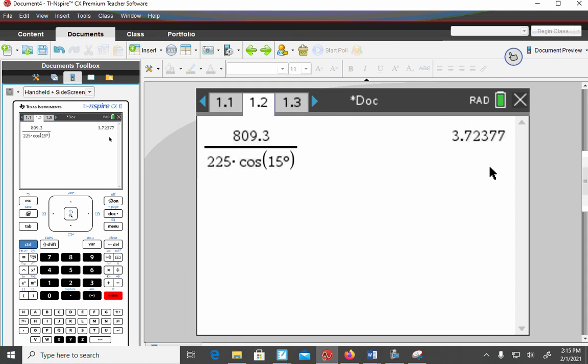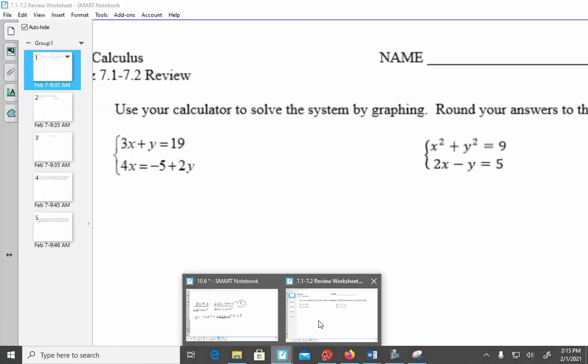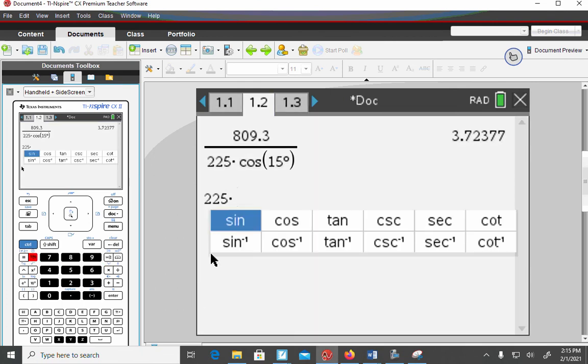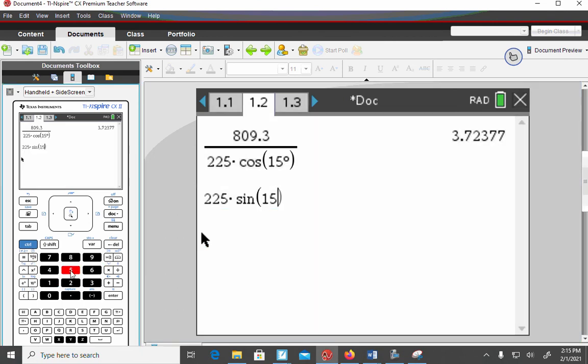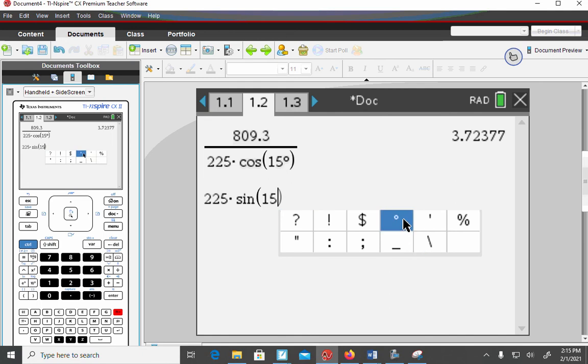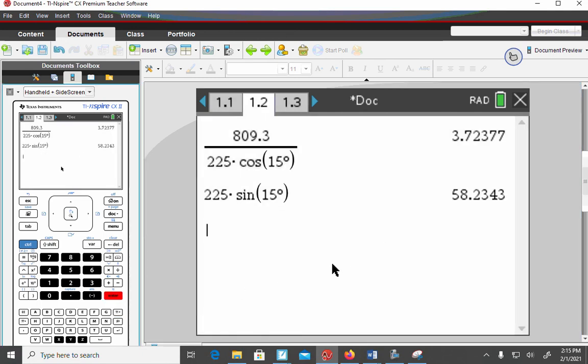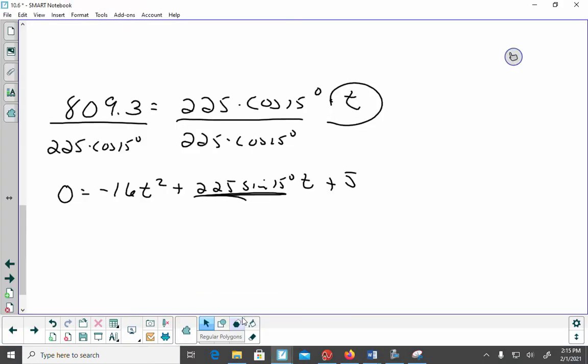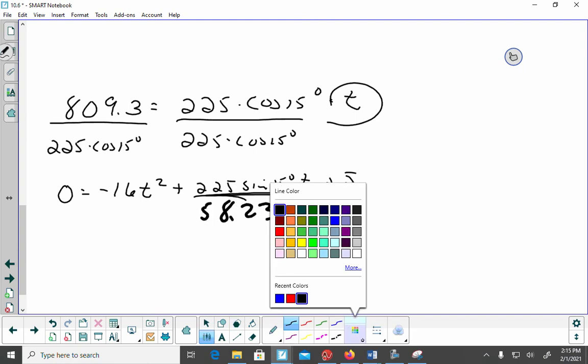But let's do the other way. The other way, I have to do the quadratic formula. Oh my goodness, I have to do the quadratic formula. But before I do that, let's do myself a favor. 225 times the sine of 15 degrees, and that's going to be a decimal of 58.23. I'm going to use that whole decimal, but when I write this, I'm just going to write 58.23. So to find this, this is 58.23.